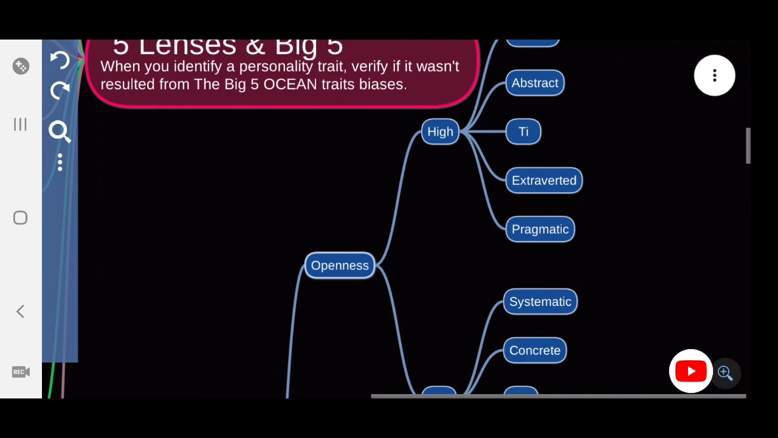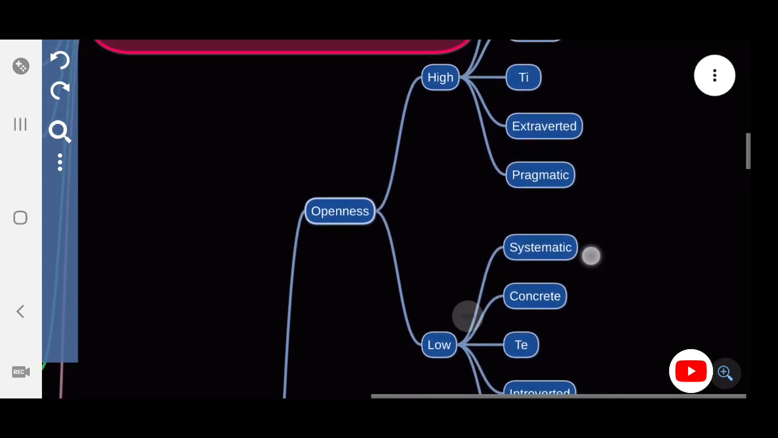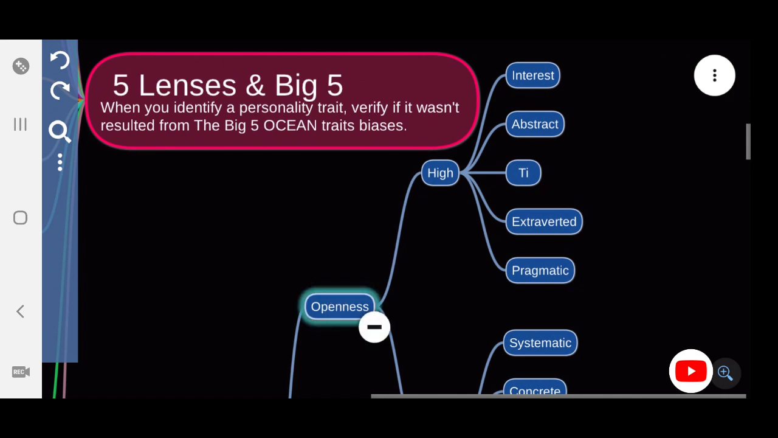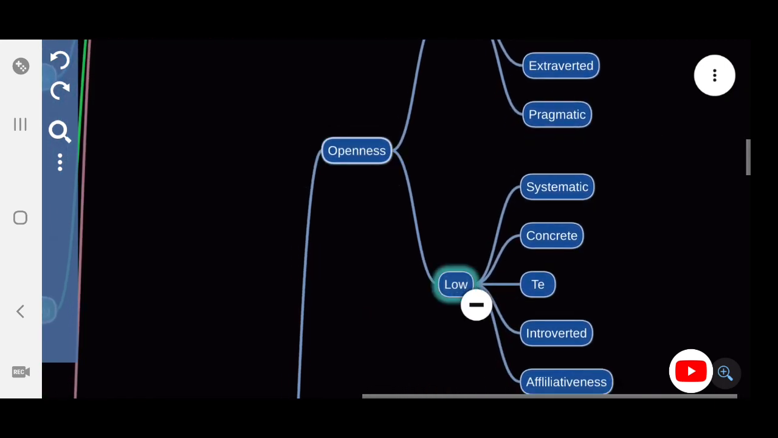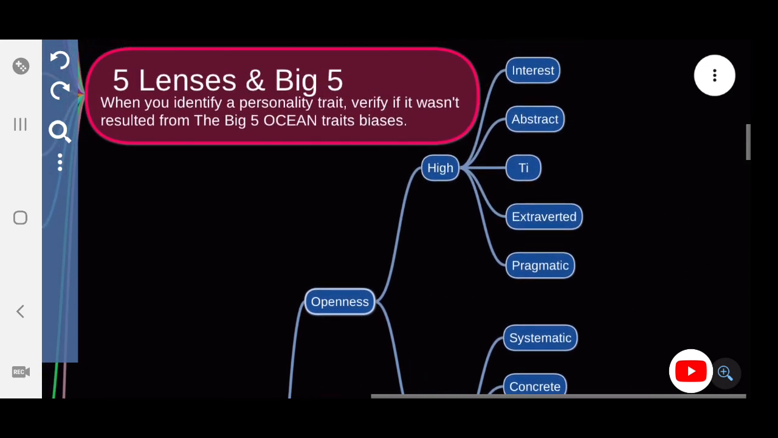We have two directions, or let's say types, to describe openness: having high openness and having low openness. Someone with high openness in the Big Five can seem interest focused, abstract, introverted thinkers, extroverted and pragmatic. And someone with low openness can seem systematic, concrete, TE, introverted and affiliative. The reason is that someone with high openness has a lot of ideas. Let's say the description here.